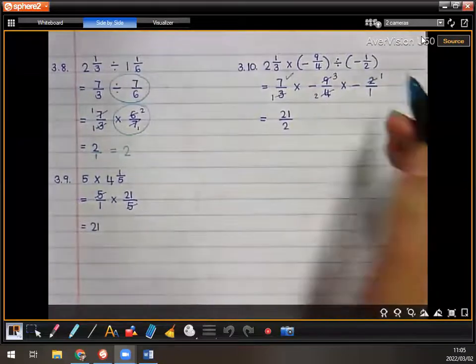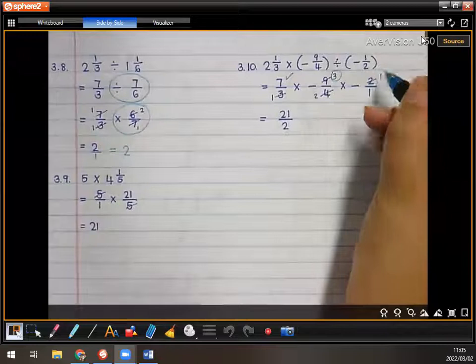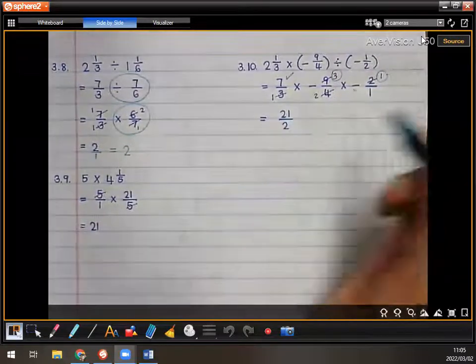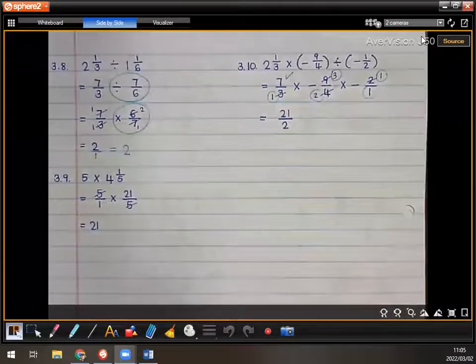All right, now we're looking at all the numbers that are left. I have a 7 times 3 times 1. That's 21, right? 7 times 3 is 21. At the bottom, I have 1 times 2 times 1, which is just 2. So the answer there is 21. Any questions?